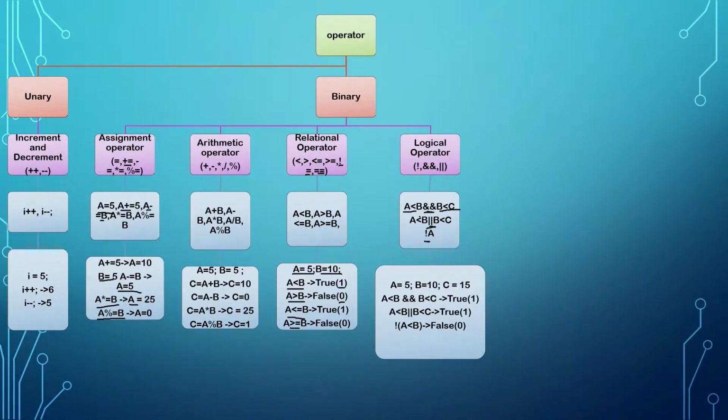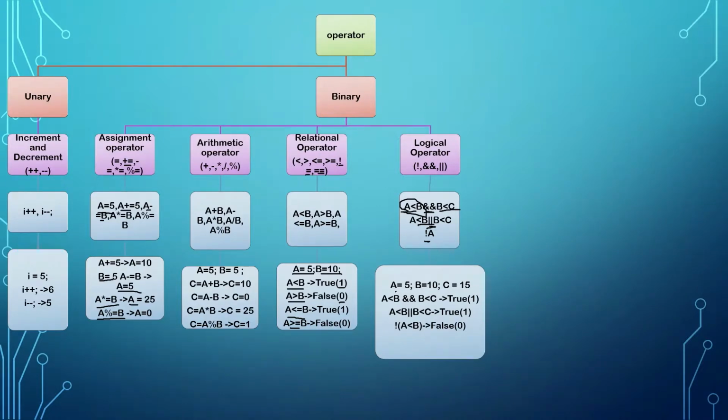What does AND mean? When both conditions, A less than B and B less than C, are true, it returns the value true. If one fails, it returns the value 0. For OR it is the opposite. If any one is true, it returns the value true. If both are false, it returns the value false.